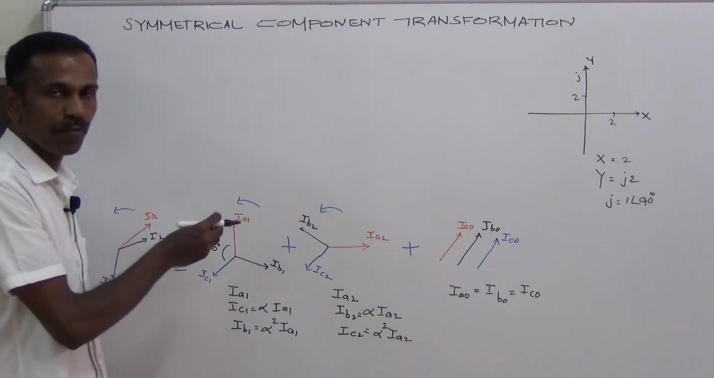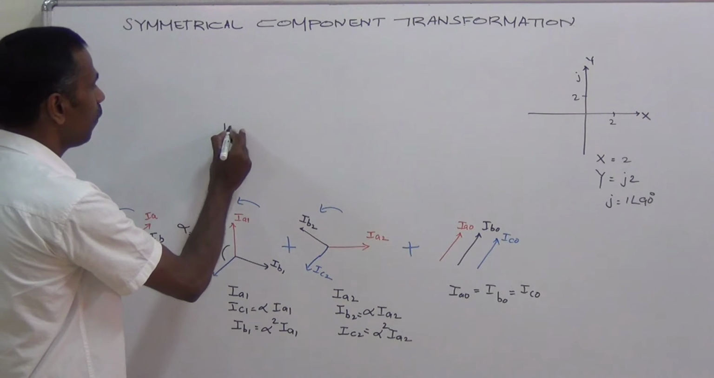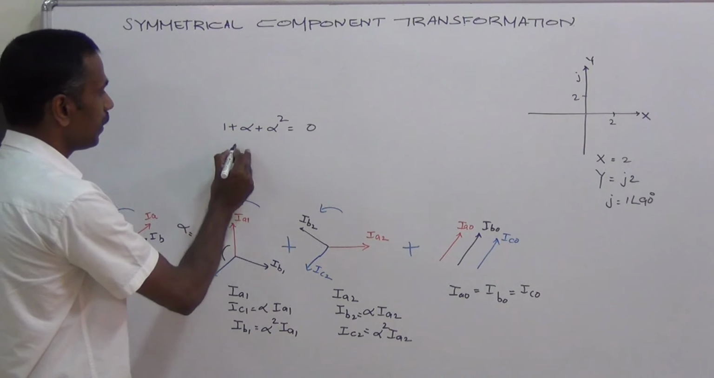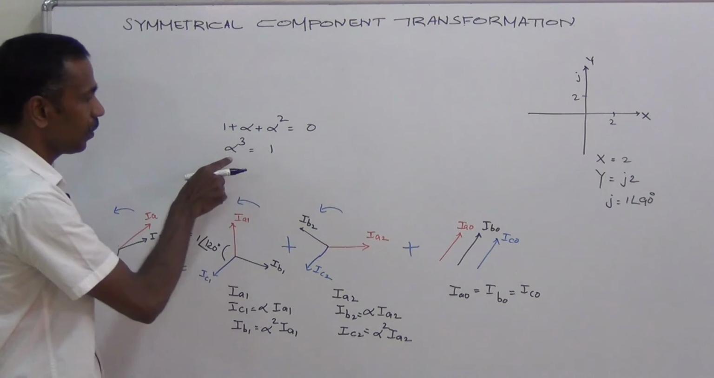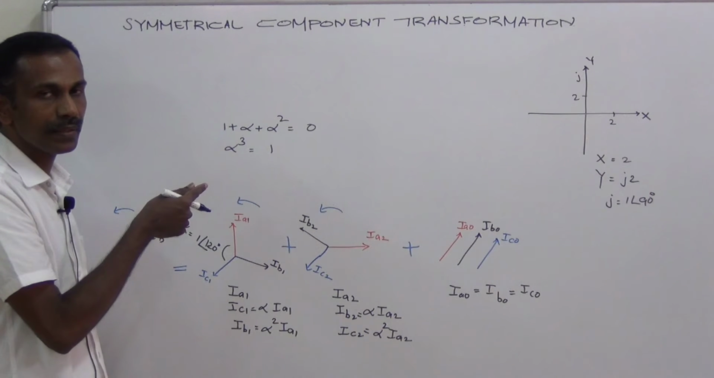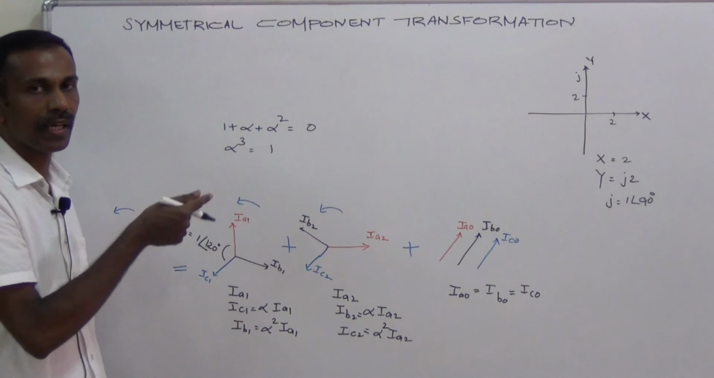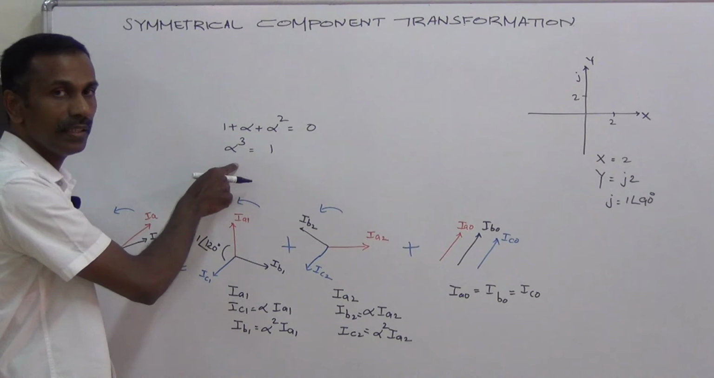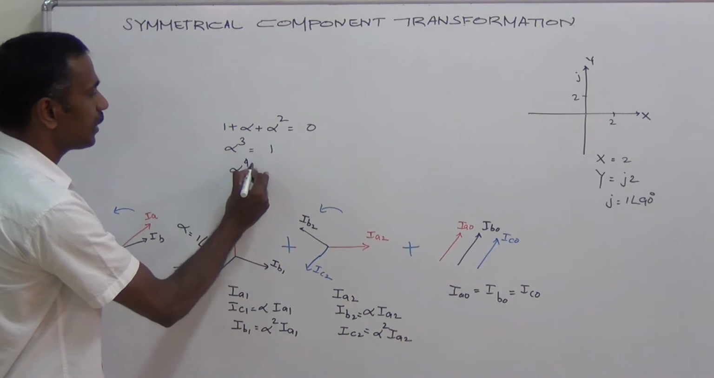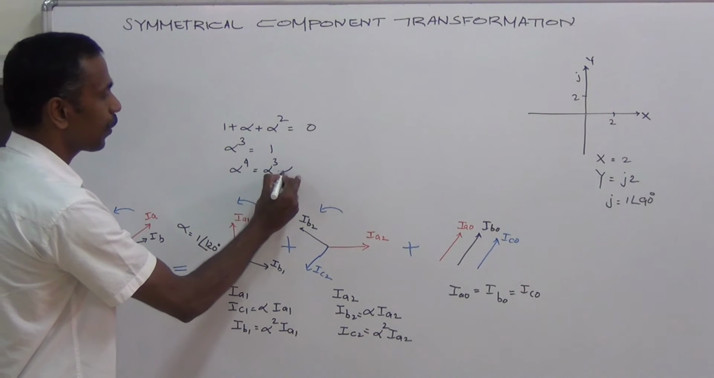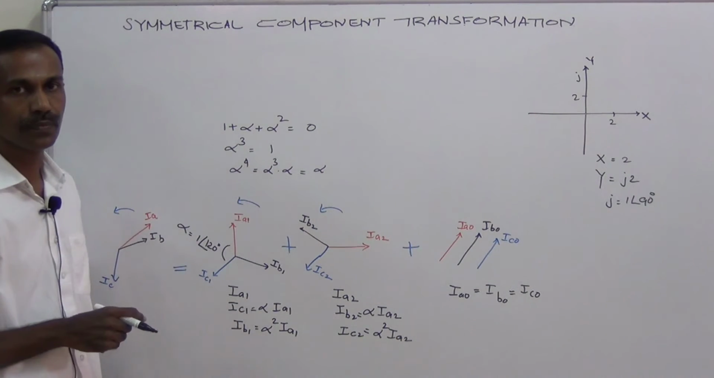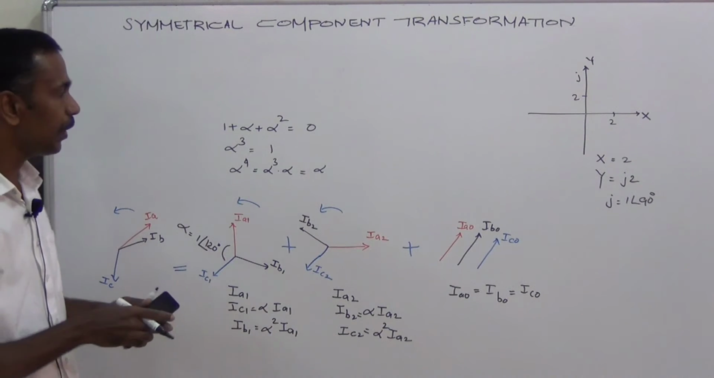Let me write a couple of properties of this alpha. 1 plus alpha plus alpha square is equal to 0. Then alpha cube is 1. Alpha equals 1∠120 degrees. Alpha cube is 1∠120 into 1∠120 into 1∠120, which is equal to 1∠360 degrees, which is equal to 1. Alpha raised to 4 equals alpha cube into alpha, which is equal to alpha because alpha cube is 1. These are the properties of the operator alpha.